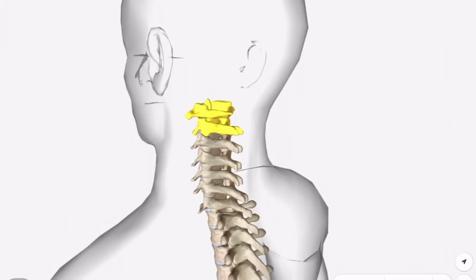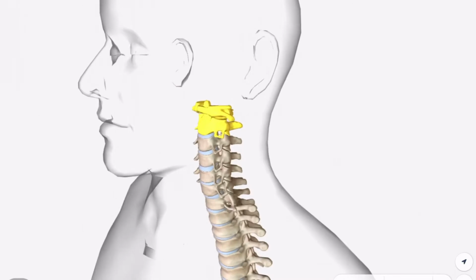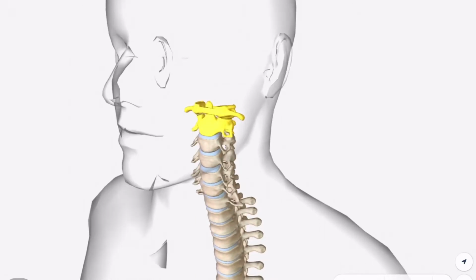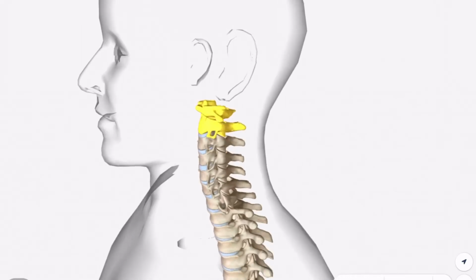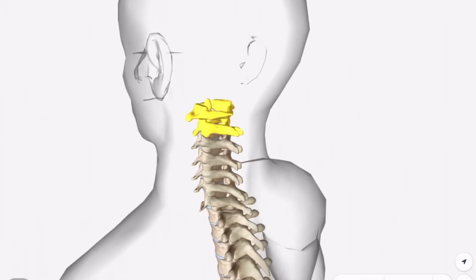C1 connects with C2, also known as the axis, to form a pivot joint. You'll notice in this animation there is no spinal disc in between C1 and C2, as this is where most of the motion in your neck is going to occur.